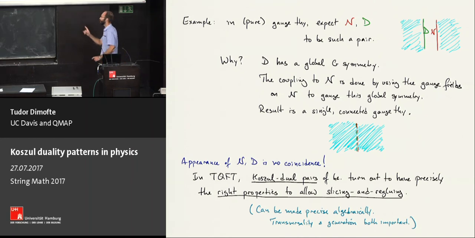As I've been saying, the fact that Neumann and Dirichlet have this property in gauge theory, that you can slice and glue along them, is very far from a coincidence. In general, if you list the properties that I just described on the last slide in algebraic language, you end up seeing that Koszul dual boundary conditions are exactly what you need. In any sort of theory, once you have a pair of these special boundary conditions, you can start manipulating in any way you want.